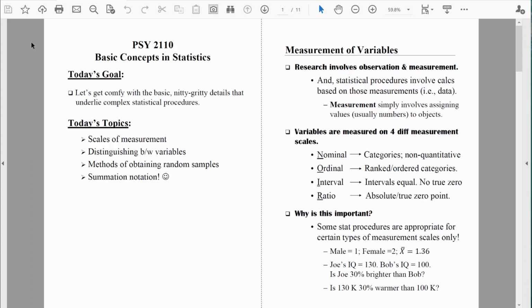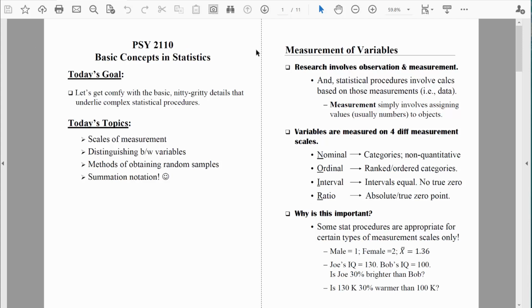Welcome back, everybody. In this next chapter of our course, we're going to talk about some basic concepts in statistics because we want to get to the point where we understand basic terminology so that we can start discussing the nitty-gritty details that underlie complex statistical procedures. What we're going to do in this particular video is talk about different scales of measurement. I'll show you what I'm talking about in just a minute.